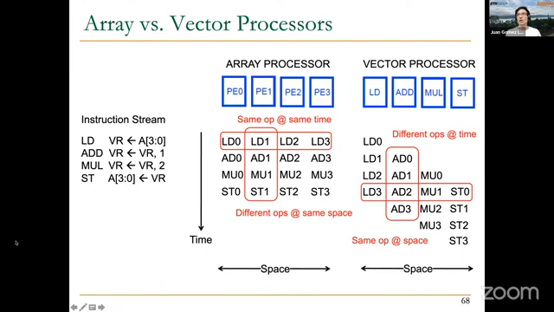While we can also have the vector processor, where the execution units are specialized for load, add, multiply, or store. And here, with a single instruction, you can operate on multiple data elements at different times using the same space, as you see. For example, this addition here operates on 4 elements, but it does it on 4 different cycles, and all of that is happening in the same unit, this addition unit. Observe how that is different from the array processor.